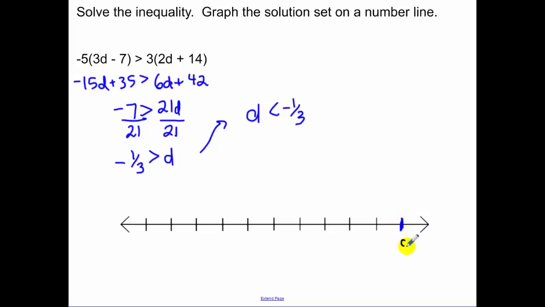Okay, so let's make that 0. Let's go by thirds again. This would be negative 1. That'd be negative 2. Negative 1/3 is there. It's an open hole, and I'm less than, so I'm going to the left.